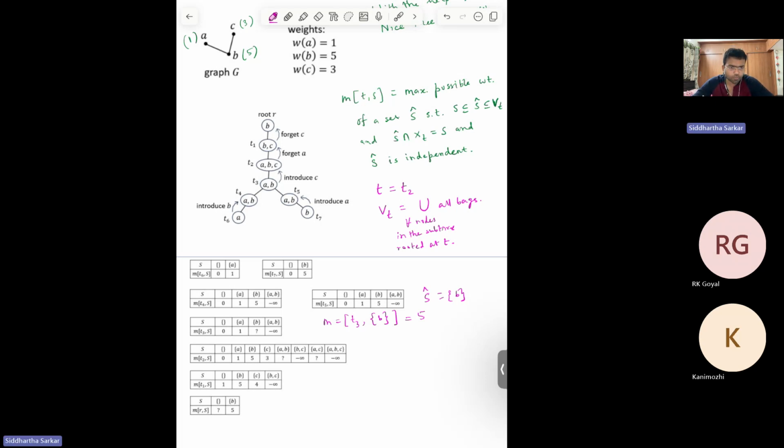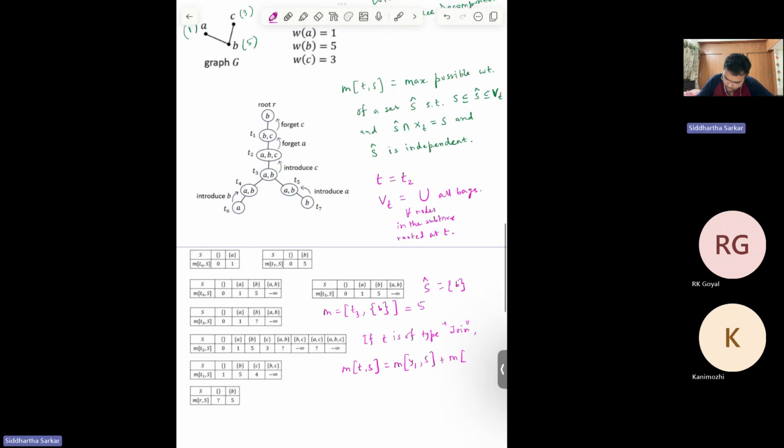So here is the formula. If T is of type join, then M of T comma S equals M of Y1 comma S plus M of Y2 comma S minus weight of S, where Y1 and Y2 are children of T. Okay. So now we will apply this and see whether we get the same thing.